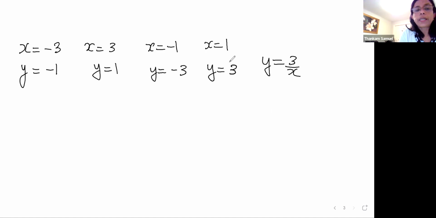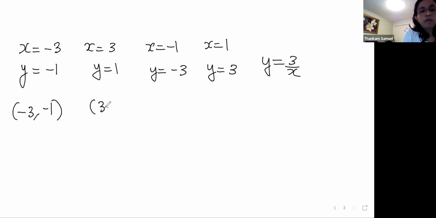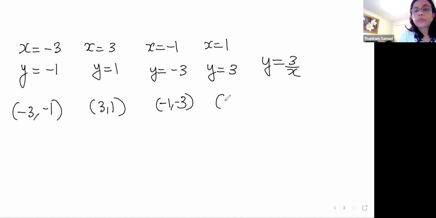So the corresponding ordered pairs are negative 3, negative 1, and 3, 1. And here we have negative 1, negative 3. And for the last value, we have the ordered pair 1 and 3. So we got 4 solutions.